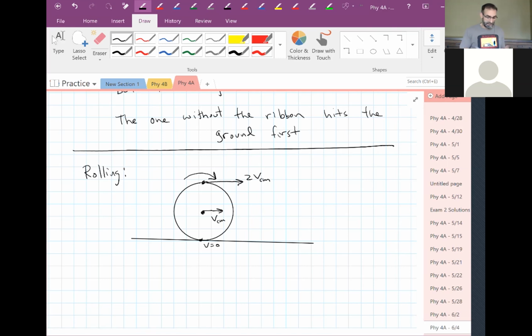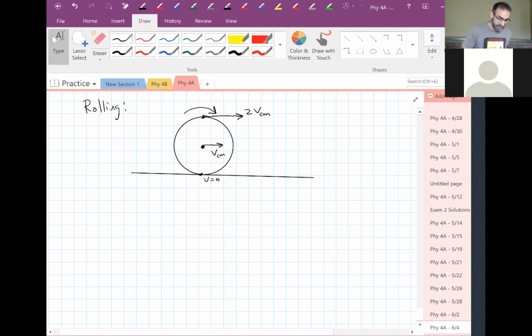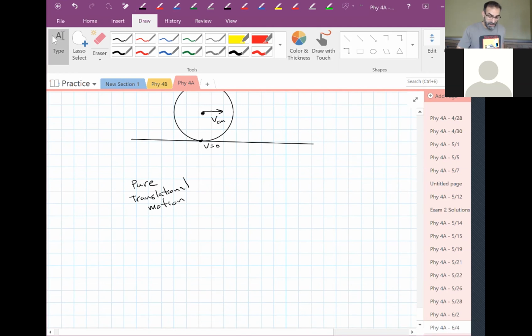That's kind of complicated. So let's see if we can break this up into simpler things. Let's just think about what is pure translational motion. That means that this thing is just translating. It's just moving. How's that?